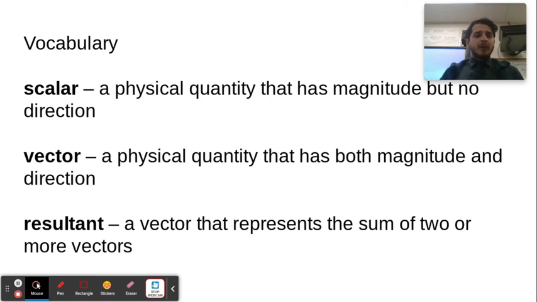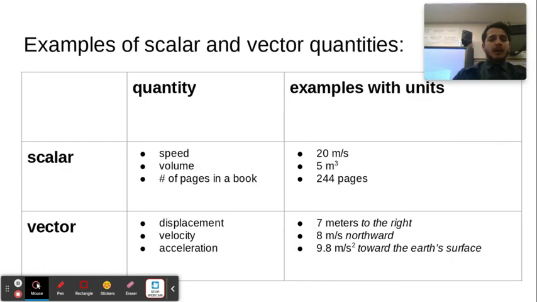Some vocab here. Just real briefly, a scalar could be something like length or volume. A vector, though, always has a direction. So your displacement has a direction, and your velocity has direction. You could pause this here and maybe take some notes, but I gave some examples of scalar quantities and vector quantities along with the units for each.